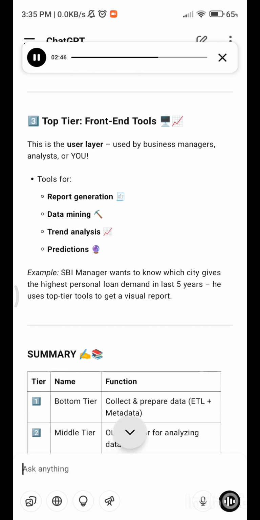3. Top tier, front-end tools. This is the user layer, used by business managers, analysts, or you. Tools for report generation, data mining, trend analysis. Example, an SBI manager wants to know which city gives the highest personal loan demand in the last 5 years. He uses top-tier tools to get a visual report.